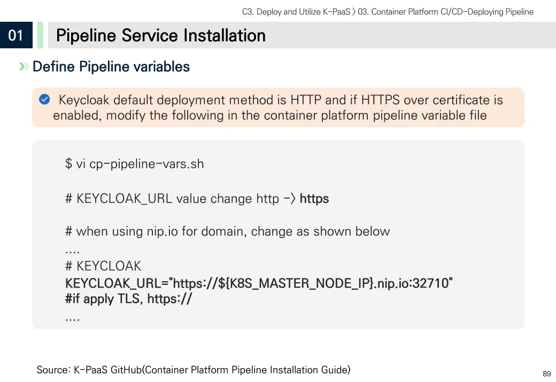The default deployment method for Keycloak is HTTP. If you want to set up HTTPS with an authentication certificate here, you need to modify the content below in the Container Platform Pipeline Variables file. Open the CP pipeline vars shell file through the VI editor and modify it. Change the Keycloak URL value from HTTP to HTTPS. If you're using nip.io as your domain, change it to the following.